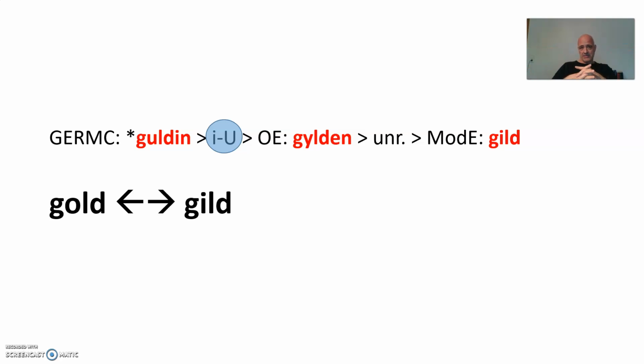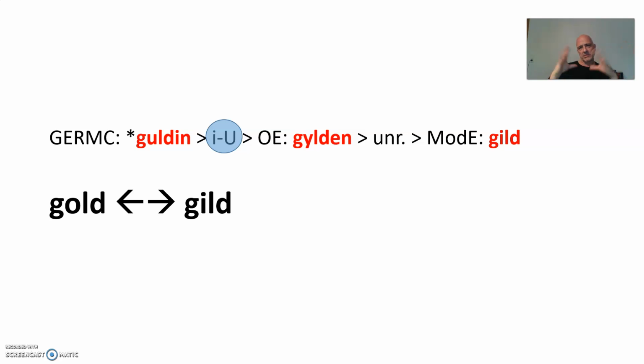Another example. Germanic, and the asterisk always means reconstructed. The form must have existed, but we don't have any writing. So there must have been a form in Germanic, gulden, which means made of gold. And then you see the I, and there is the U, and therefore gulden becomes Old English gülden. By the way, in German it still is gülden. Then you unround it, and in modern English it means gild, and then the verb to gild, to make golden.